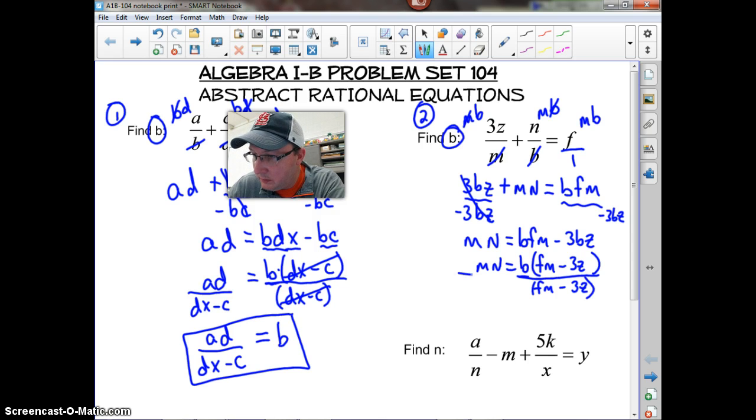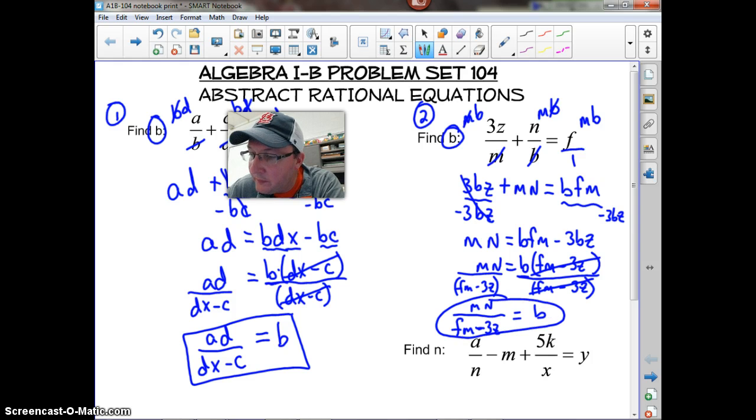Divide by the whole group, both sides. So they cancel off on the right side. That leaves b equals, on the left side, mn over fm minus 3z. Again, I cannot do any canceling. Don't try to cancel the m's or do anything fancy like that. Because of the subtraction here, I can't do any canceling. So this is my final answer.